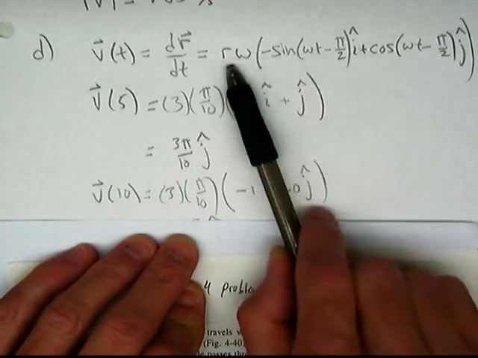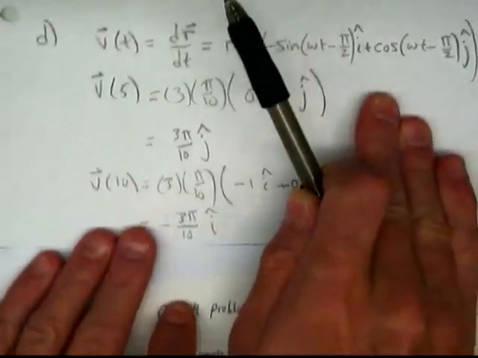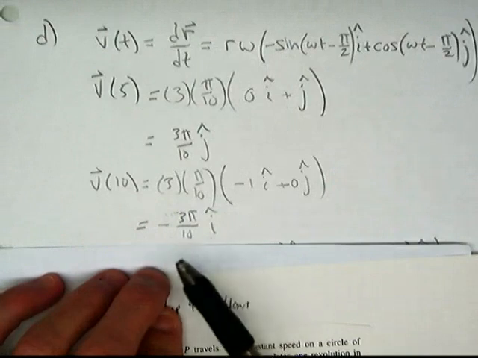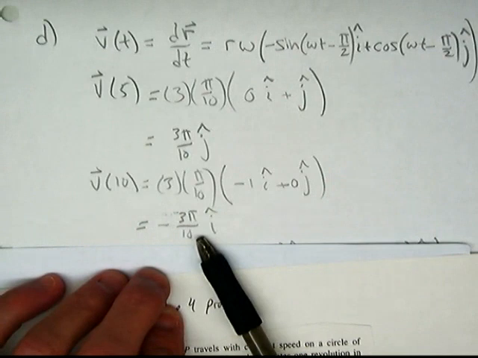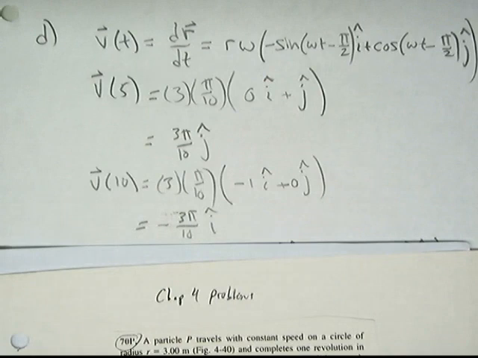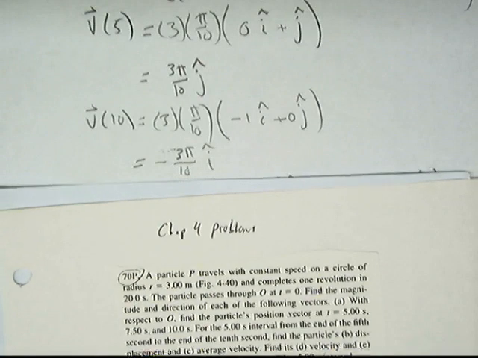So it's negative 1 times r omega, and then that's going to be 0. So you're only going to have the i term, but it's going to be negative, and the magnitude is going to be r times omega, 3 pi over 10. Hopefully that makes sense to everybody. This problem is good because it really teaches you a lot about ijk notation and what magnitudes of vectors mean. So it's a good thing to go through.